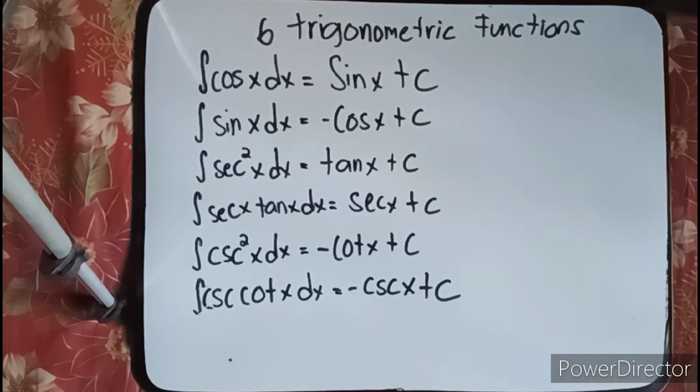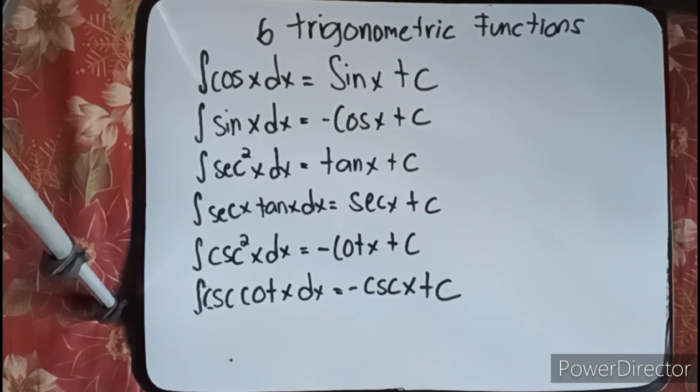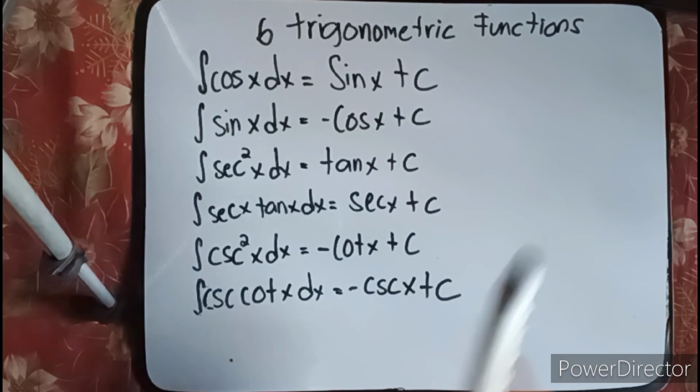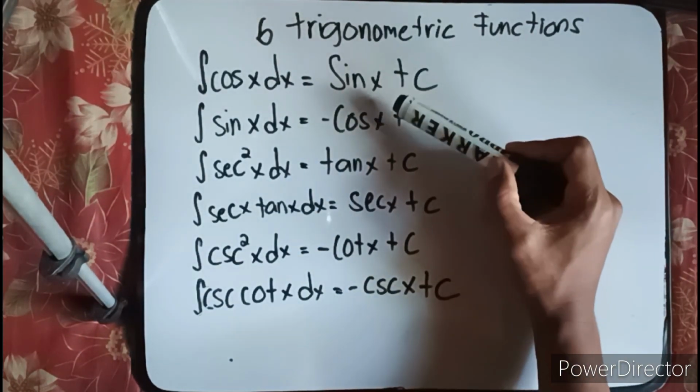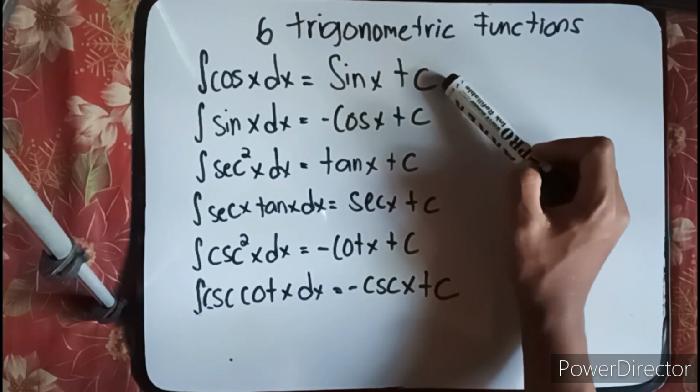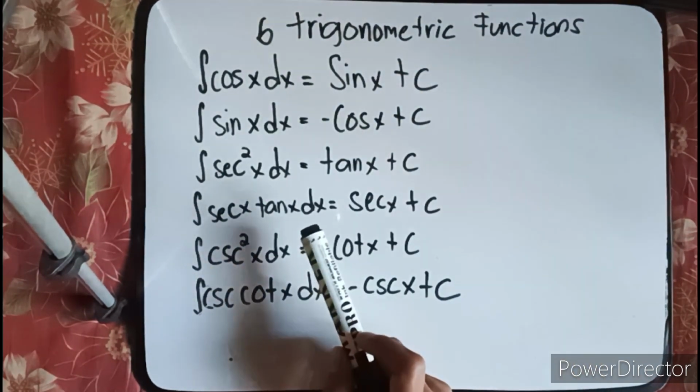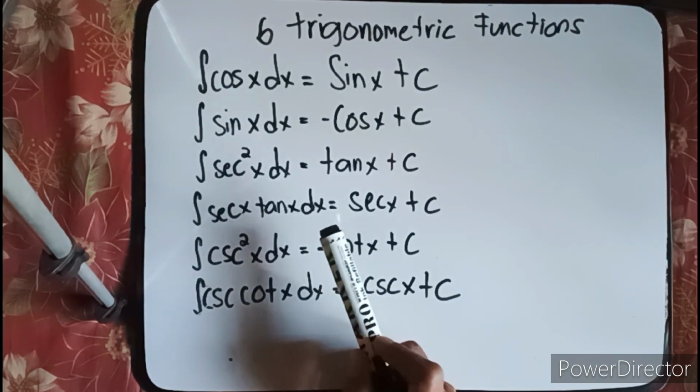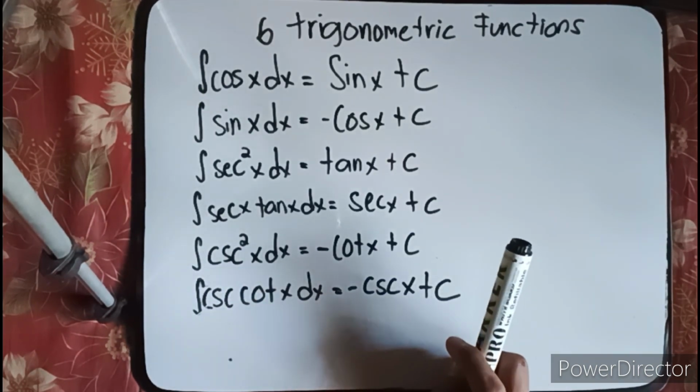So in this video, we are going to integrate six trigonometric functions. The first thing we need to remember is the antiderivative of six trigonometric functions. The antiderivative of cosine x dx is equal to sine x plus c. Then the antiderivative of sine x dx is equal to negative cosine x plus c.